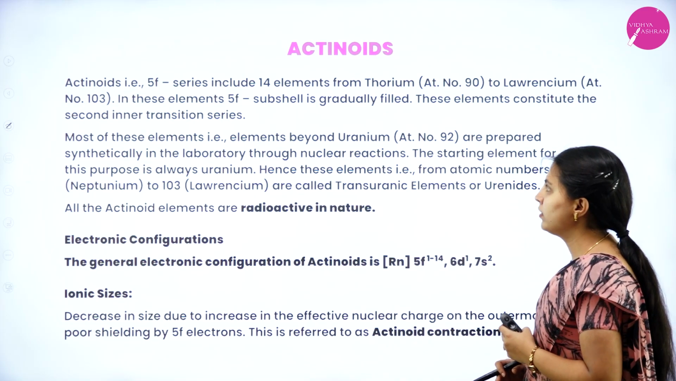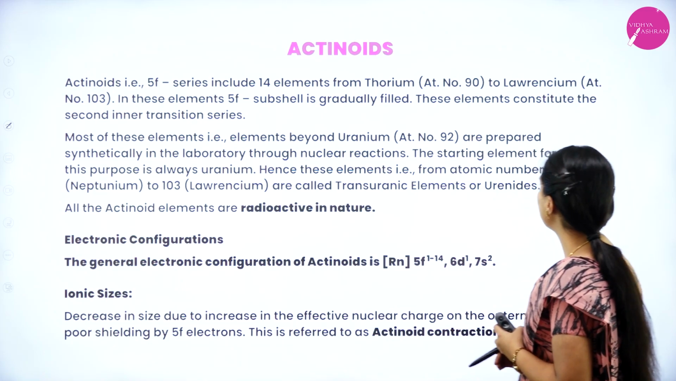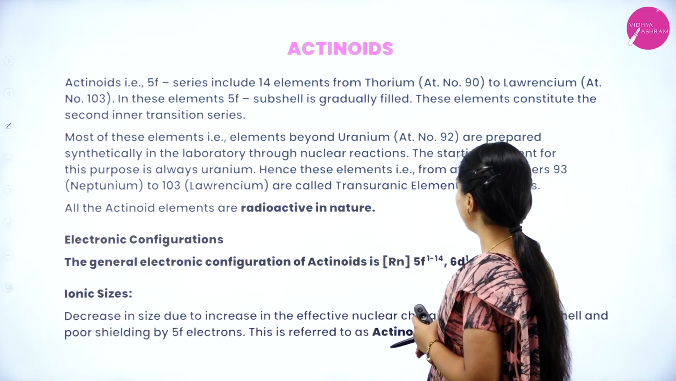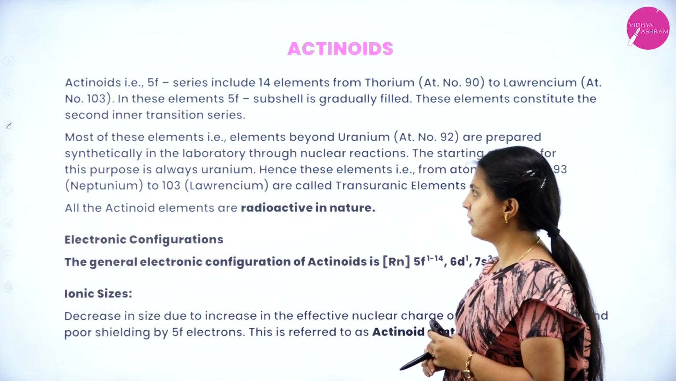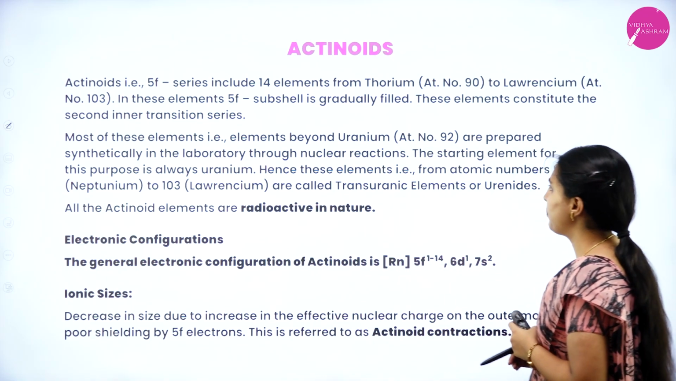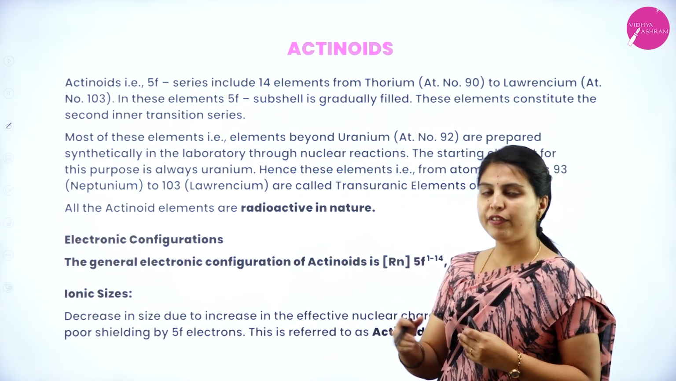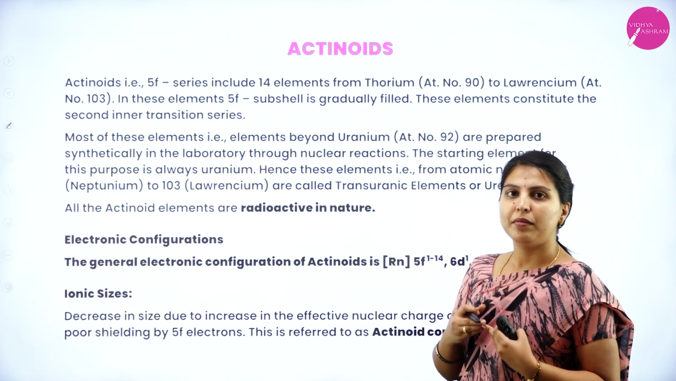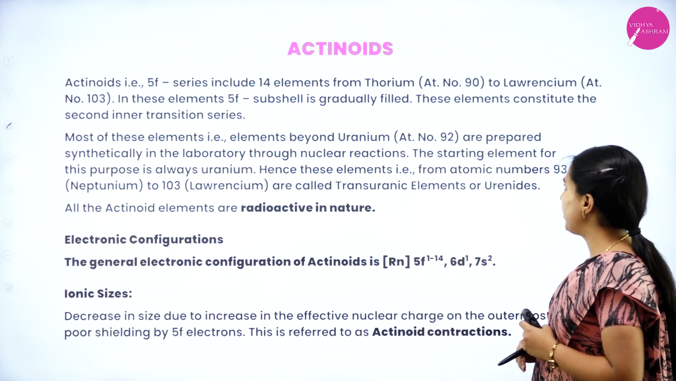Next, actinoids. These are the 5f series, including 14 elements from thorium to lawrencium. In these elements, the 5f subshell is gradually filled. These elements constitute the second inner transition series. Most of the elements beyond uranium are prepared synthetically in the laboratory through nuclear reactions. After uranium, almost all the elements are synthetically made through nuclear reactions.